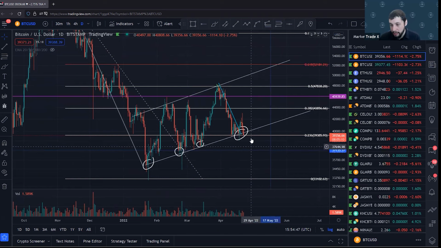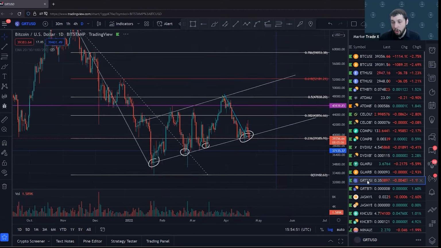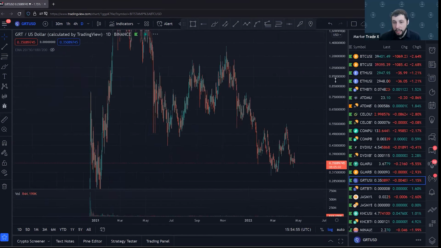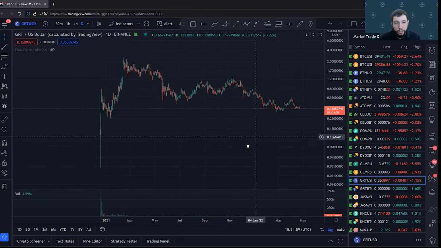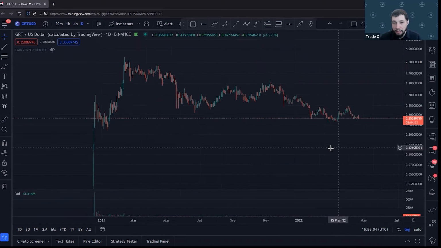Now, the alt that I want to look at today is an alt called The Graph, GRT. And this is a chart that is not very old, so it's a little bit trickier if you are newer, but we can do some things right off the bat to make this a little bit easier for us.